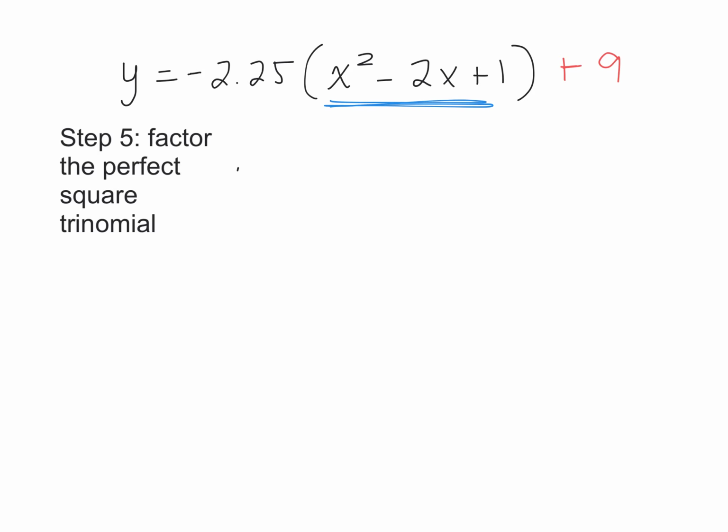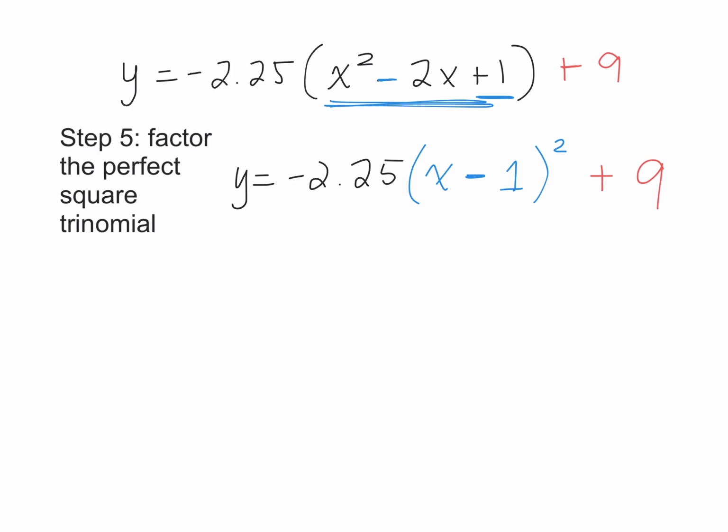How do you factor a perfect square trinomial? Square root of the first term, which is x. Square root of the last term, which is, what's the square root of 1? And we use the sign of b, so is it going to be plus or minus? And it's squared, because x minus 1 times x minus 1 is the factored form, plus 9.